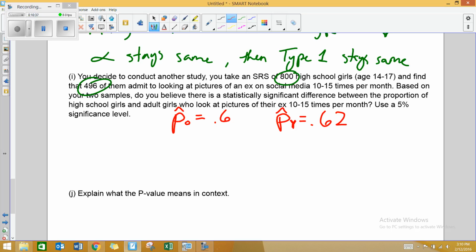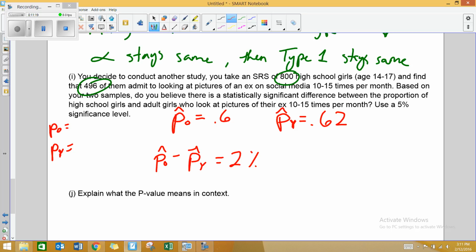Those will just be my notations for these two groups. I would probably want to define that over here, but I'm not going to because you just heard me define it out loud; on your paper you would want to write it out. I saw this sample of older women and this sample of younger women, and I saw that younger women were 2% more likely to look at pictures of their ex. Well, is that significant? That's what we're going to test.